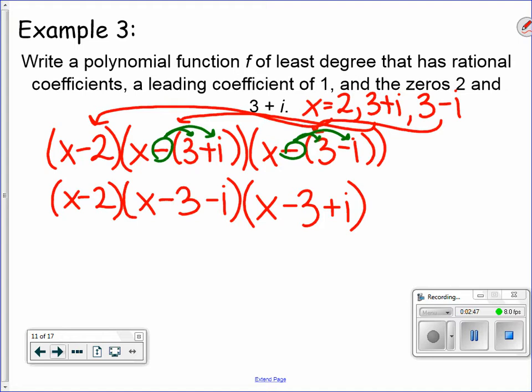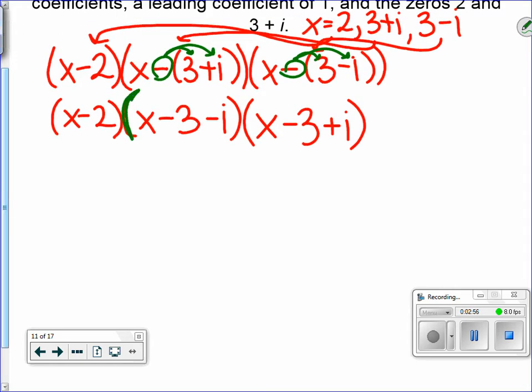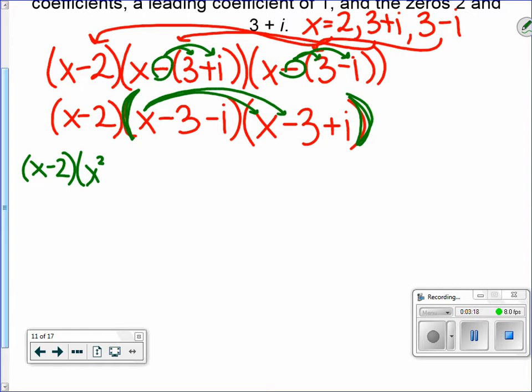Okay, so remember, we need to multiply, and you're only going to take two sets of parentheses at a time. Write really small, and I highly recommend multiplying these two first. Okay, so there's going to be a lot of arrows going on here. So we've got x times x. By the way, make sure that you're writing out x minus 2. Okay, so now we've got x times x, which is x squared. x times negative 3 is negative 3x. x times i is positive xi.